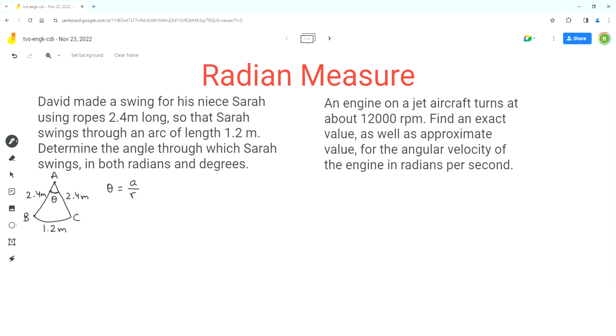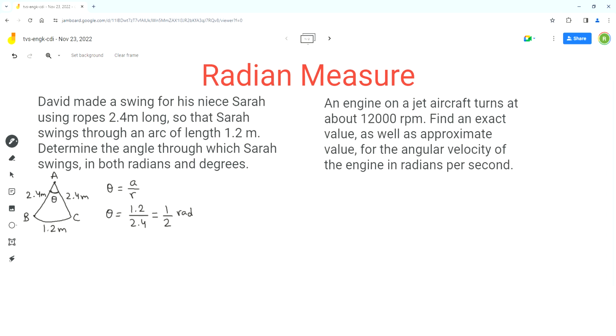Now we are given that the arc length is 1.2 meters and the radius is 2.4. So we'll sub in these values. So we get 1.2 over 2.4, which can be reduced to just 1 over 2 radians. So you have to keep in mind that in this formula, the unit of theta is radians. Now we need the answer in both radians and degrees. So we'll have to convert these radians to degrees.